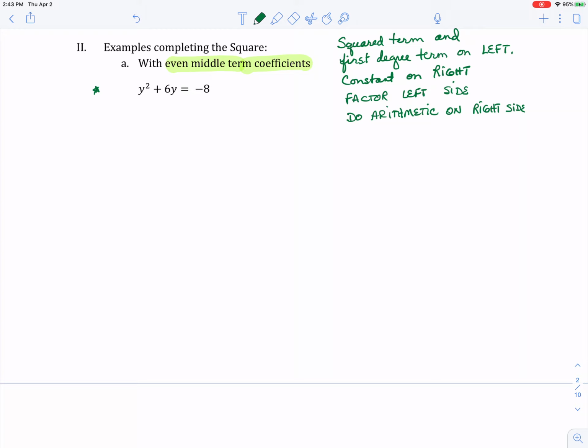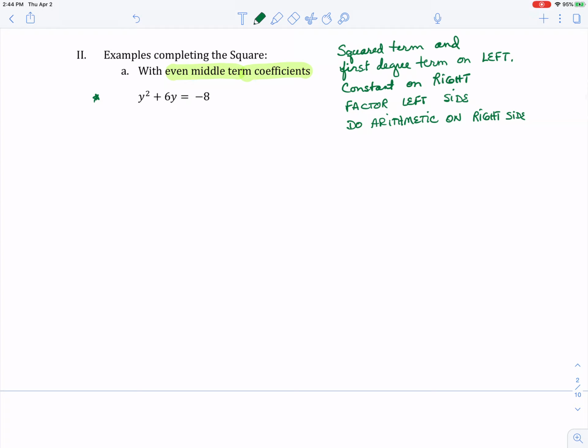So again, here's the first category. I'm looking at the ones, first of all, that have even numbers on those middle term coefficients. Again, those are a little easier. So what you're going to see me do is make sure I have it arranged in a particular order. So the arrangement steps are right here. I want the squared term and the first degree term on the left side of the equals mark. I want the constant on the right side of the equals mark. And you're going to notice how I'm leaving a spot after that 6y. That's where I'm going to complete the square.